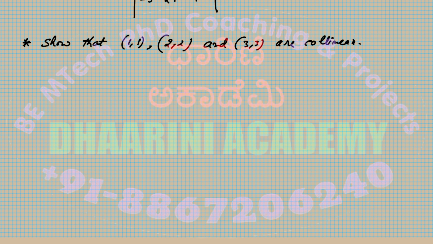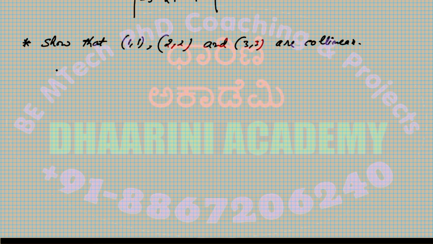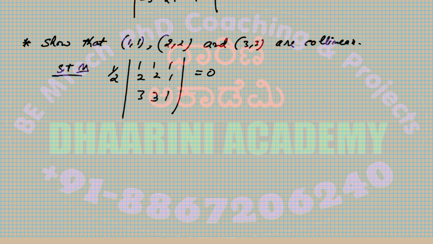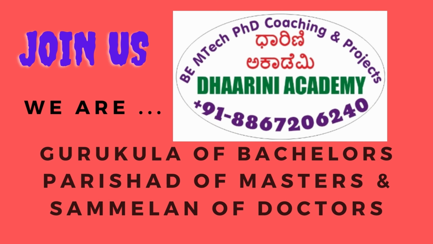So the area of the triangle formed should be equal to 0. If you want to show that the 3 points are collinear, I just have to show that half of the determinant 1, 1, 1, 2, 2, 1 and 3, 3, 1 is equal to 0. That is the question. If this answer comes to be equal to 0, that means the 3 points are collinear, they lie on a straight line.